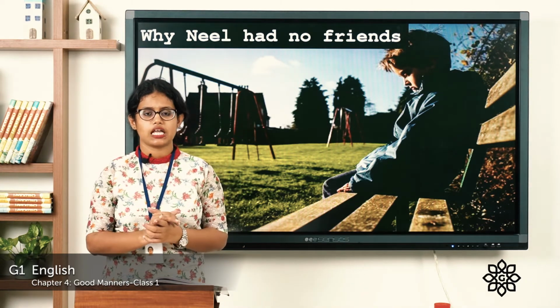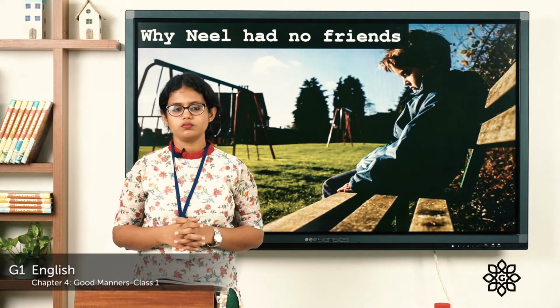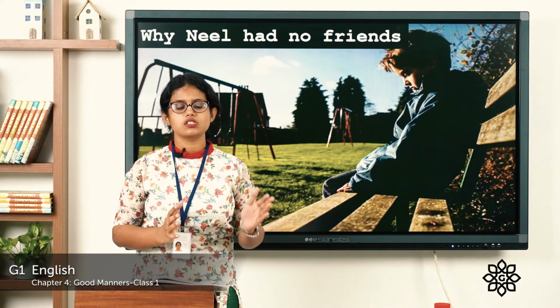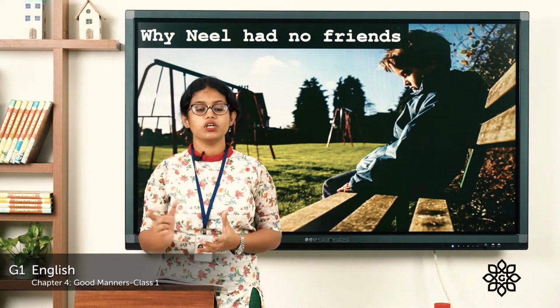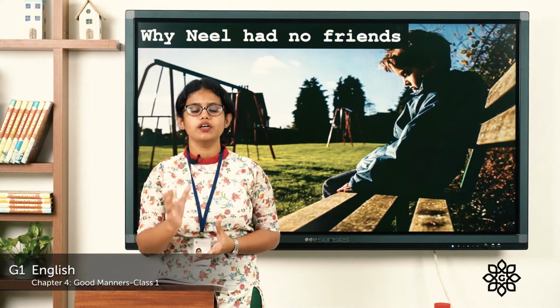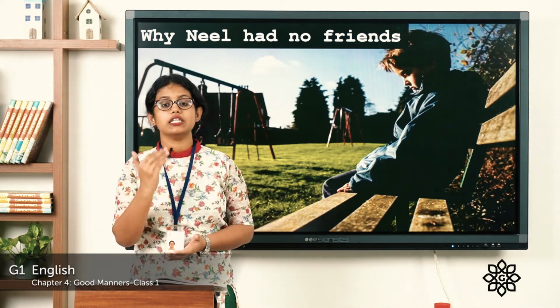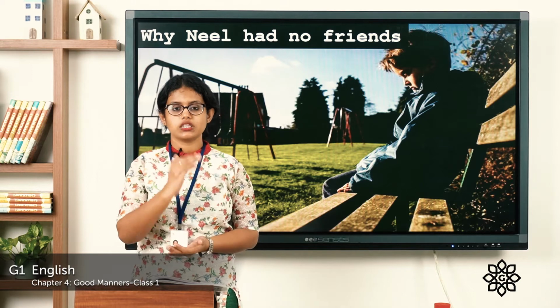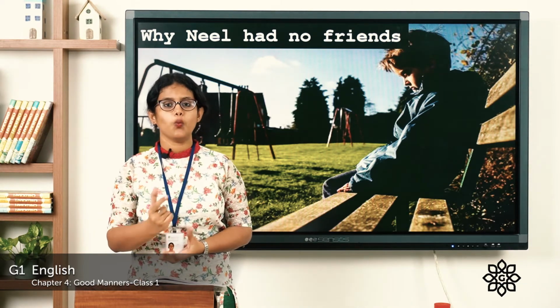Let me give you an example to make it more clear. A red bowl. The sentence is, this is a red bowl. So which is the naming word here? The naming word is bowl. And I have used the describing word red. So this word red describes the color of the bowl. So this is a red bowl. So this red is the describing word.